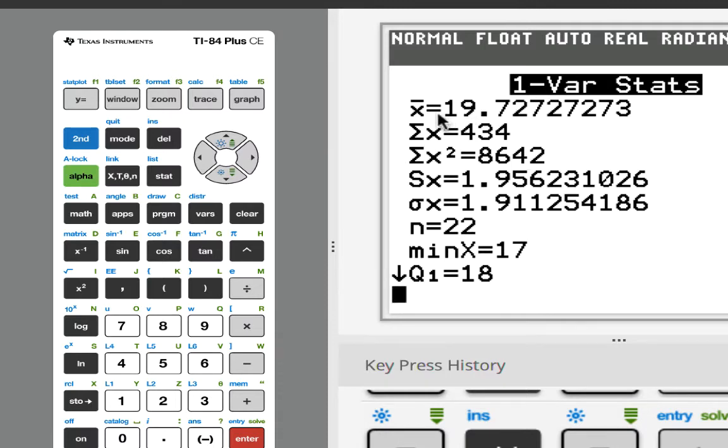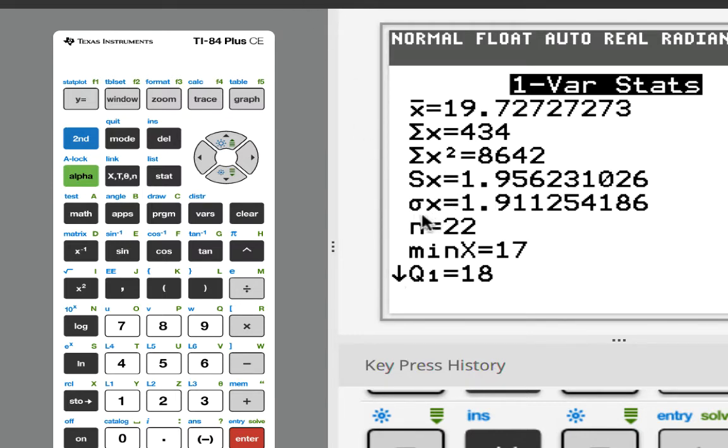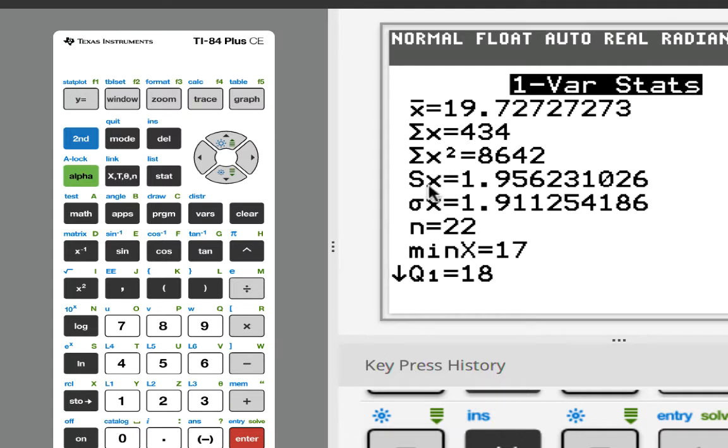Notice, it's giving us the sample mean to be 19.727, and the sample standard deviation, remember these are the sample values, the sample standard deviation is 1.956. Please do not look at the sigma. Sigma is representing the population, because I handpicked the samples of some students of my class, handspan, so I am going to be focusing on Sx.